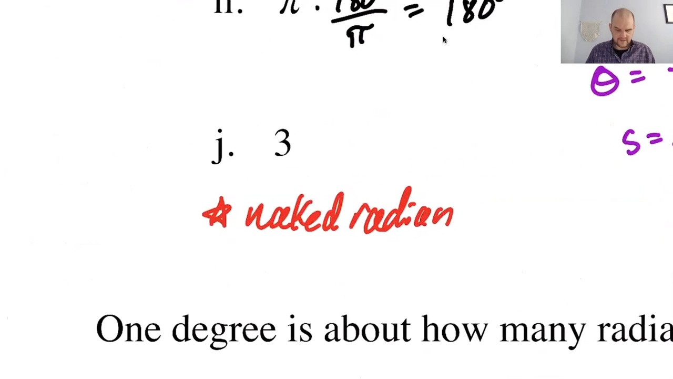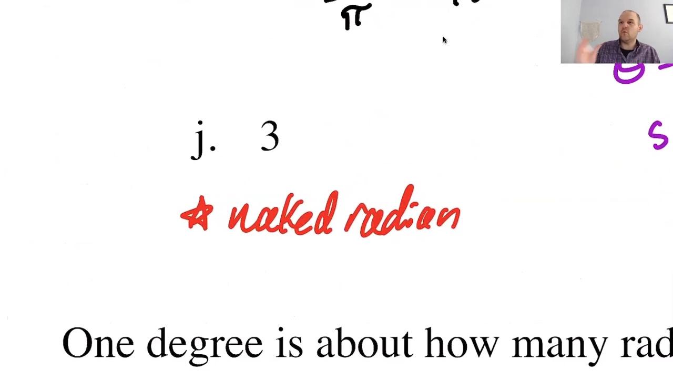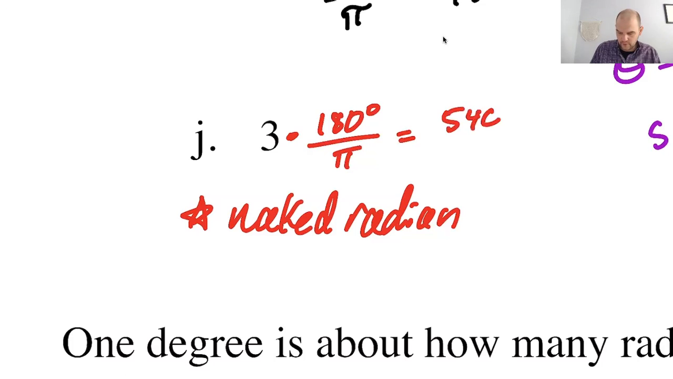Here's our naked radian. So naked radians have weird answers. Now, why do they have weird answers? They have weird answers because I need to take this and multiply it by 180 degrees over pi, which gives me 540 degrees divided by pi.